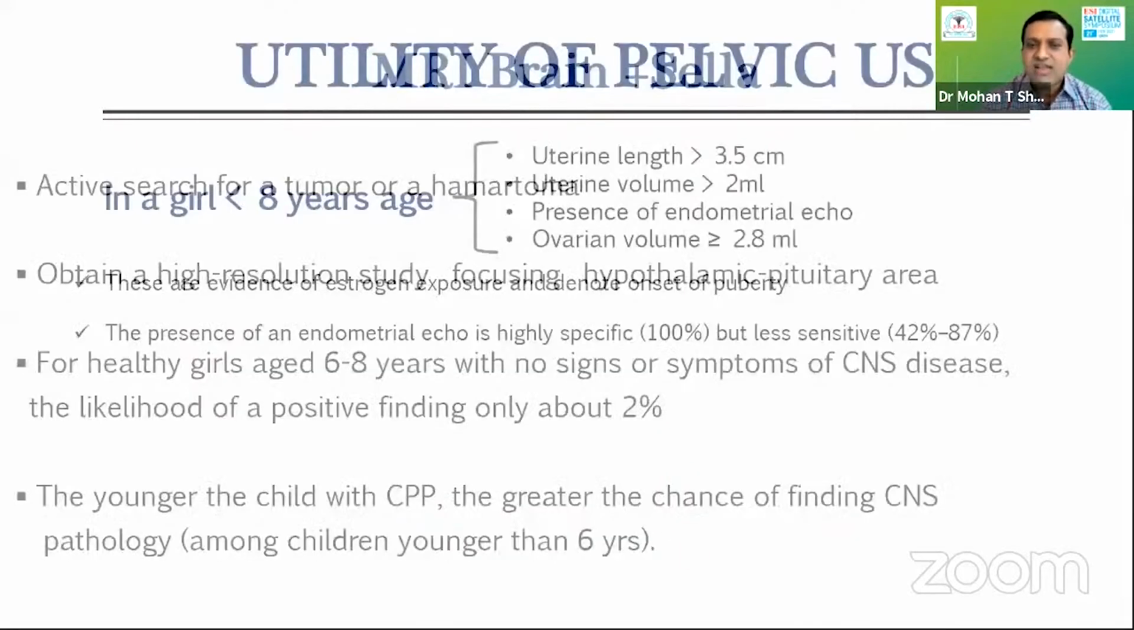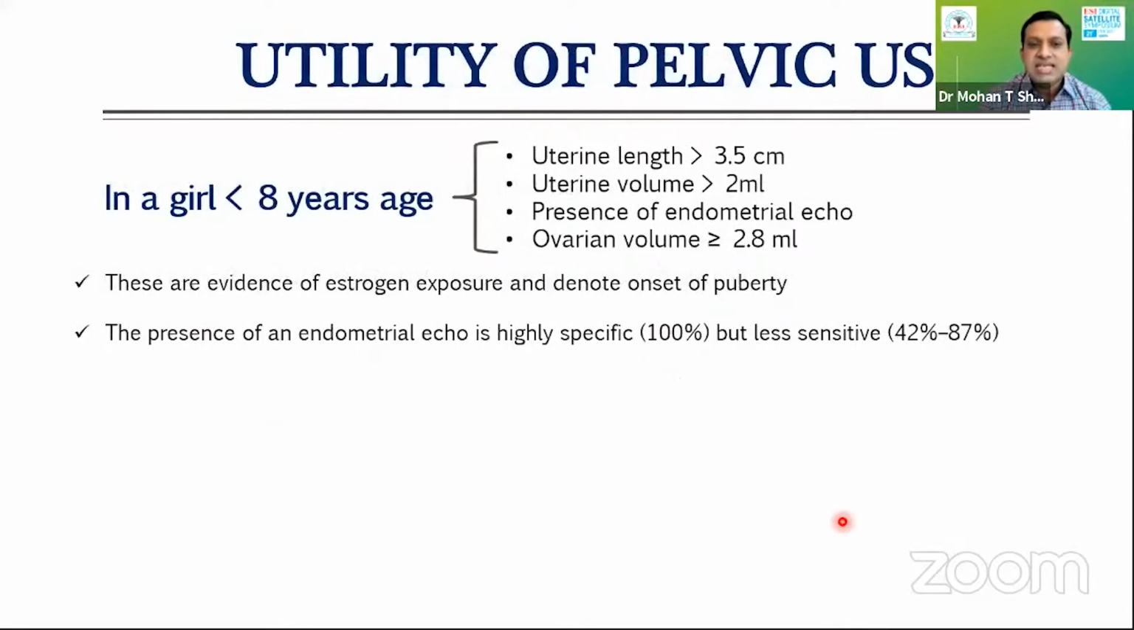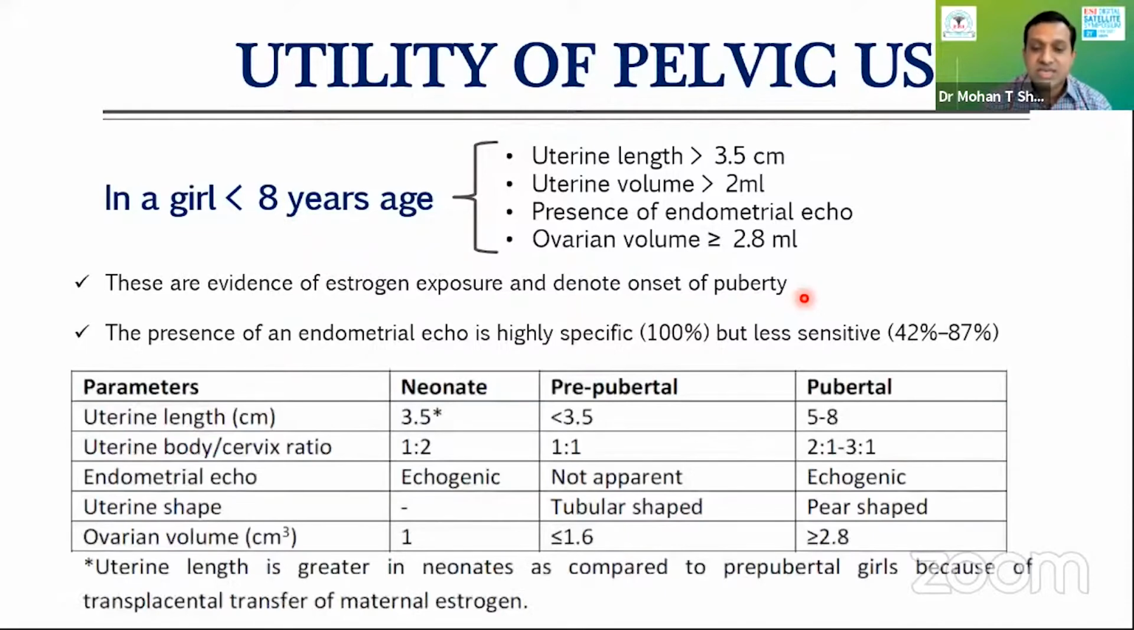And pelvic ultrasound scan, I will spend 1 minute on this. In a girl less than 8 years of age, a uterine length of more than 3.5 centimeters, uterine volume of more than 2 ml, ovarian volume of more than 2.8 ml, and the presence of an endometrial echo are highly specific but less sensitive. They are evidence of estrogen exposure and denote the onset of puberty, but do not distinguish between the causes. This I have taken from Dr. Bansali's clinical rounds in endocrinology, just to show you the proportions are varying and the shape of the uterus is also varying.